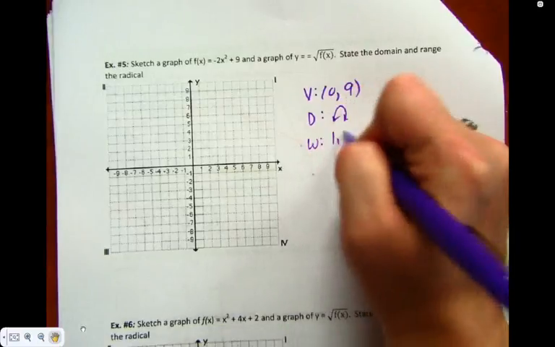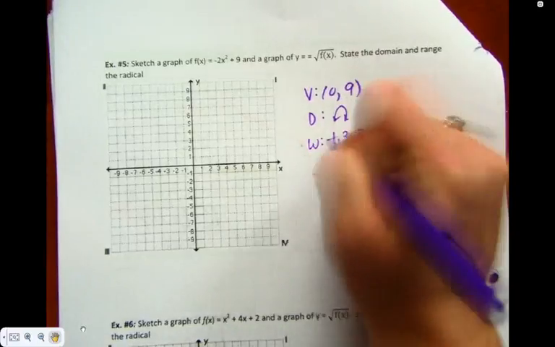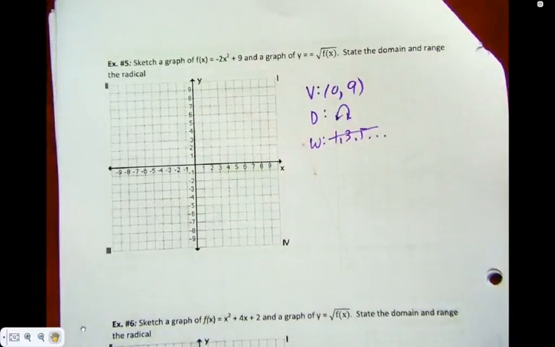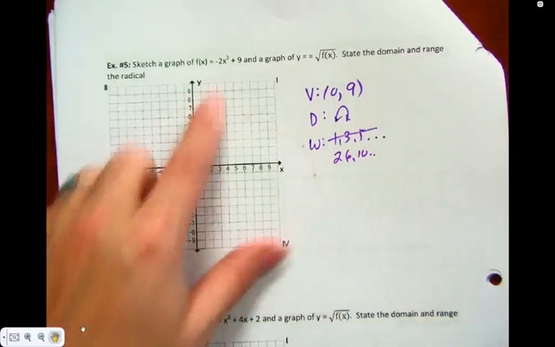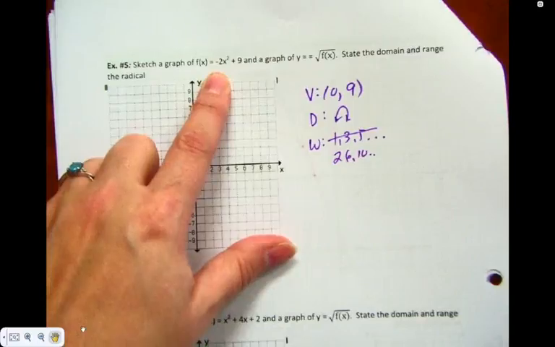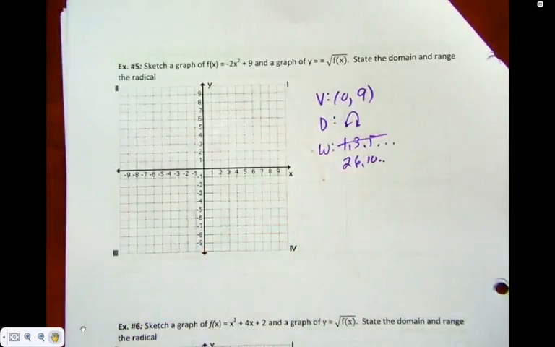The width, standard width is 1, 3, 5, dot, dot, dot. But oh no, what do we want the width to be? Why? And in terms of transformations, you now know this is a vertical stretch. That's why we're multiplying by 2, because it's a vertical stretch. Okay, draw me the parabola.